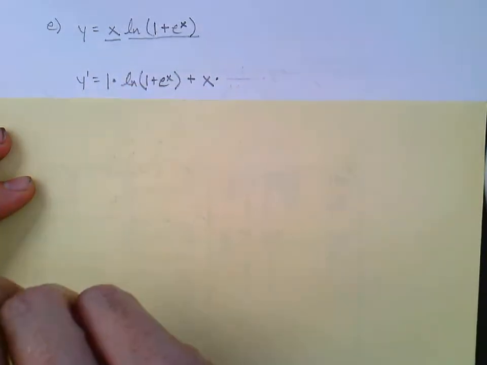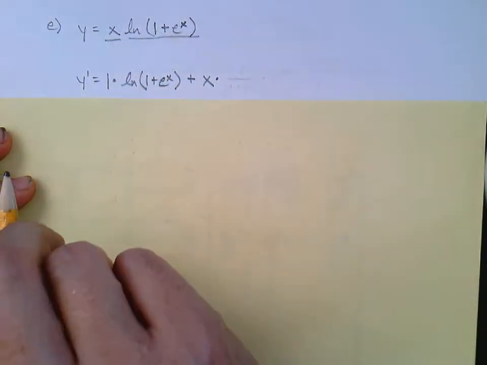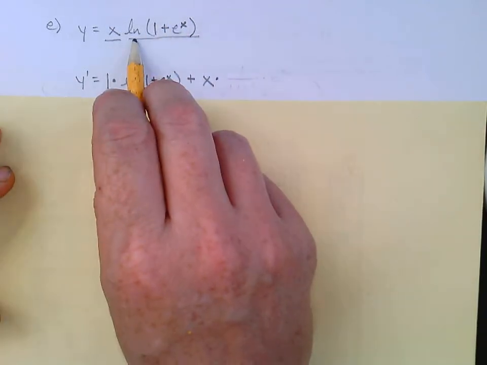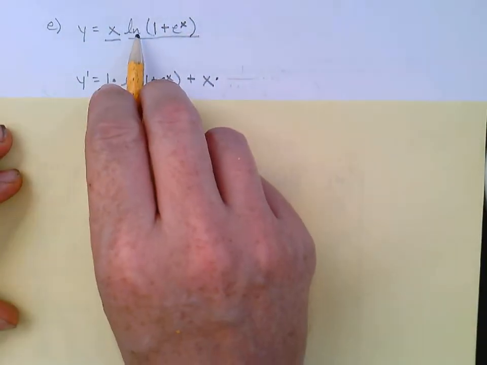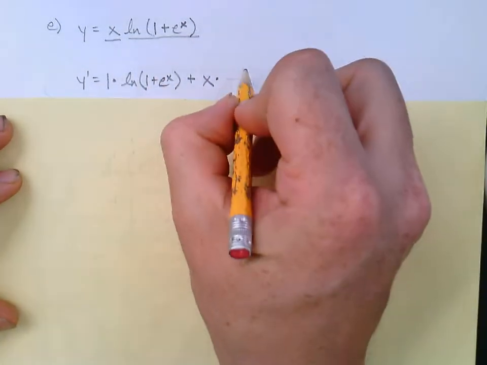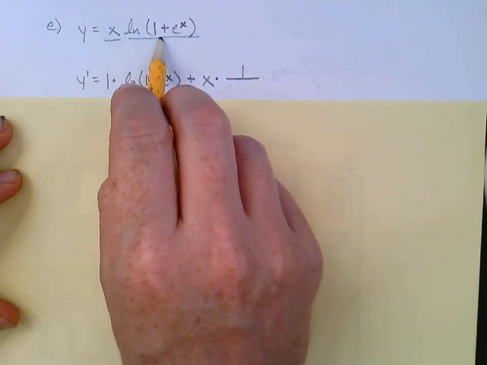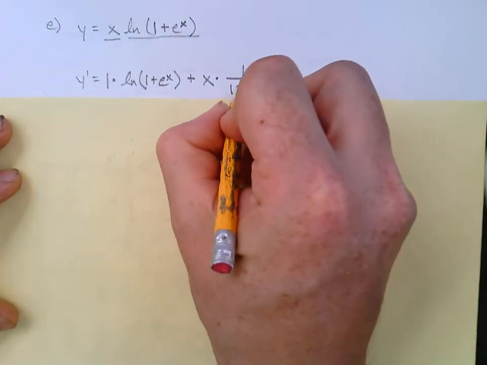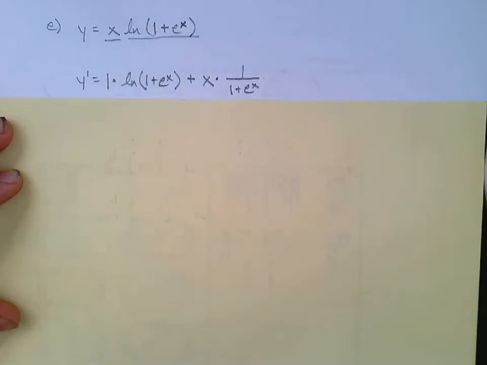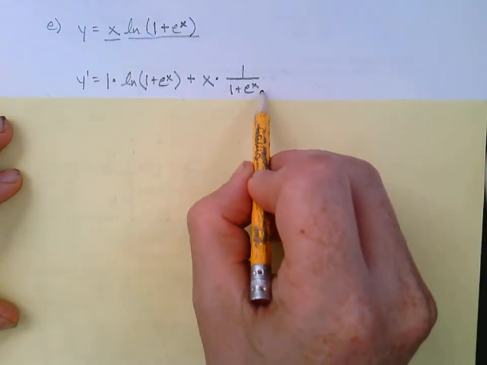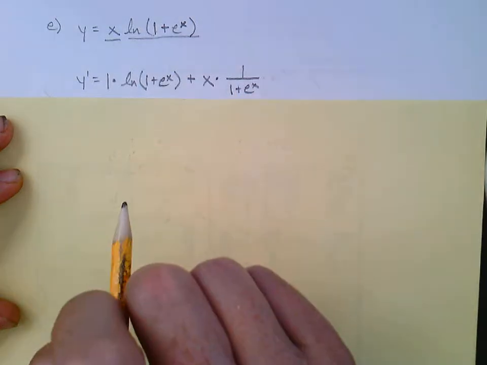Okay, so let's think. What's the inside and what's the outside? Well, the inside is 1 plus e to the x. The outside is the natural log. So we'll start with the derivative of the natural log. And we just learned, okay, that just means derivative natural log 1 over whatever's inside there. So 1 over 1 plus e to the x. And there's your derivative of the natural log. And we've even copied the g, right? It happens to be copied underneath there.